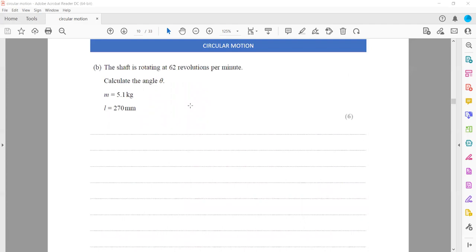The shaft rotates at 65 revolutions per minute. We have to calculate theta. 65 revolutions per minute, so that is omega. But this we have to convert into radians per second. So how to convert revolution into radian? We will multiply by 2 pi.